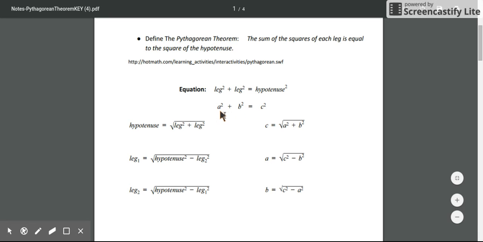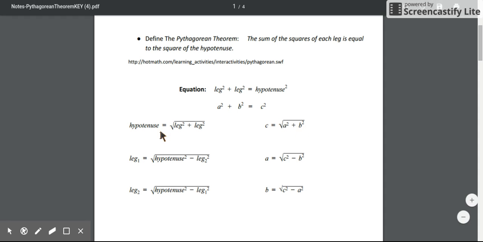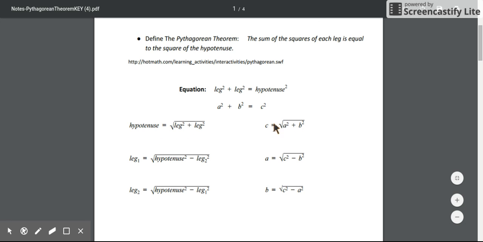What we can do from there is actually solve for each of these pieces of the right triangle. So if I want to solve for the hypotenuse, or c, I just square root both sides. So c equals the square root of the sum of those squares of the legs there. So we could say it in words or we could say it in symbols. Take your pick, whichever one you like best.